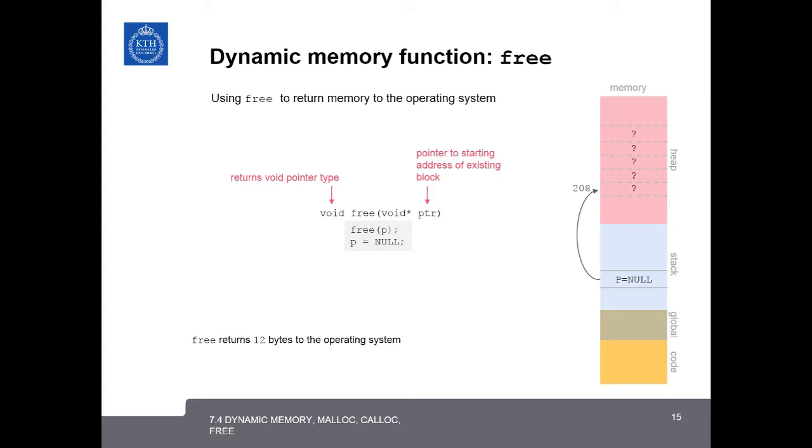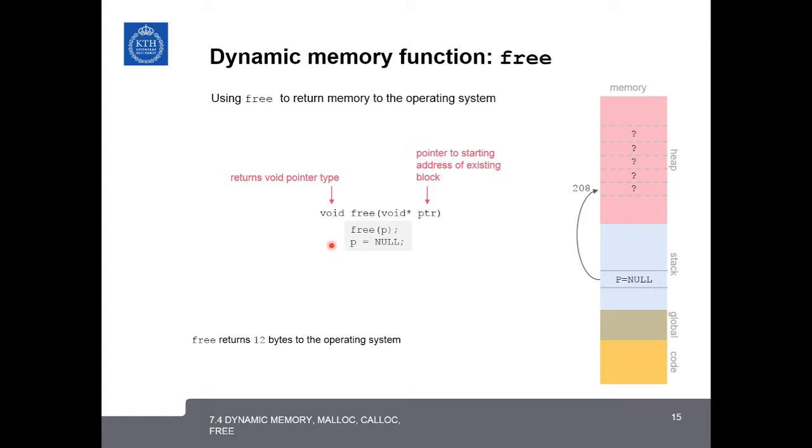After you've finished using a block of memory, it's important that you give it back to the operating system. If you don't, you can create memory leaks. To free the memory, you use the free function. The free function is a very simple function where you just need to give it the pointer to the memory that you want to give back to the operating system, and the function will give the memory back.